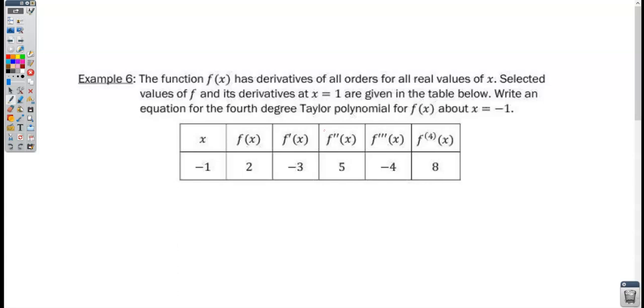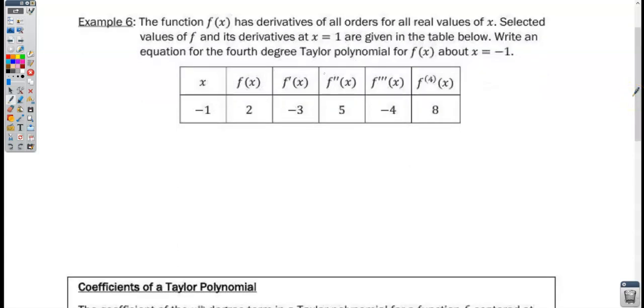Example 6: the function f of x has derivatives of all orders for all real values of x. Selected values of f and its derivatives at x equals 1 are given in the table below. Write an equation for the fourth degree Taylor polynomial for f of x about x equals -1.